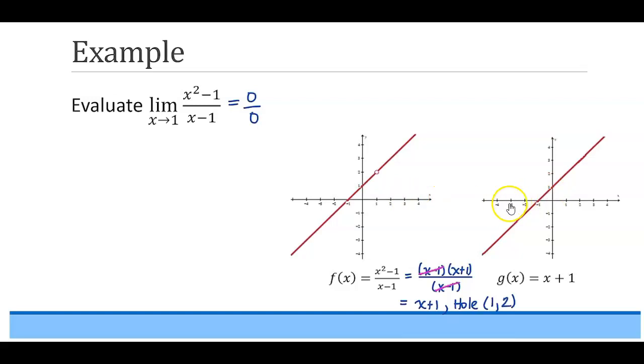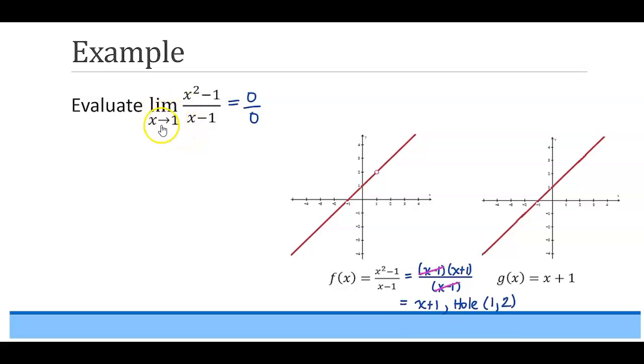So we're going to use that idea to come back to our original limit and evaluate it using algebra. So not having to go through this process of graphing it. Instead, we're going to use algebra to evaluate this limit.